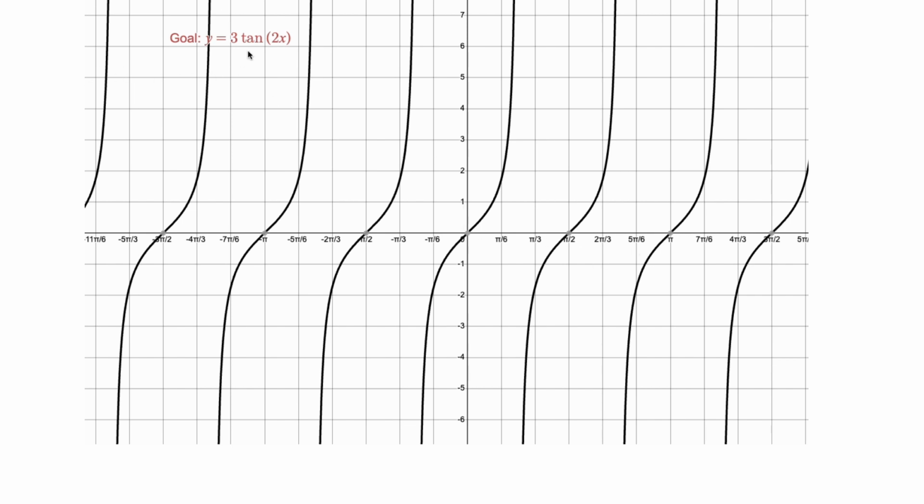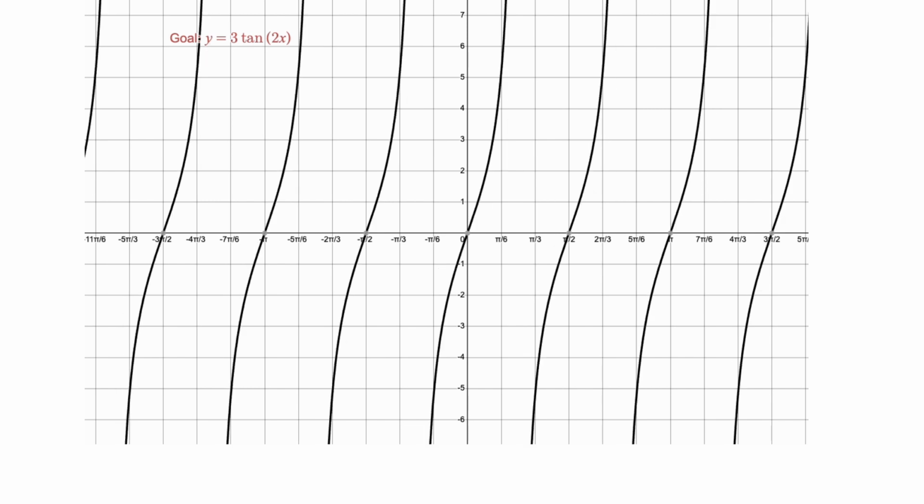And now applying the 3. Remember, the 3 is a stretch factor. Since the number is larger than 1, that is going to pull the graph vertically. So we should see a vertical stretch. And very much indeed, it did stretch.